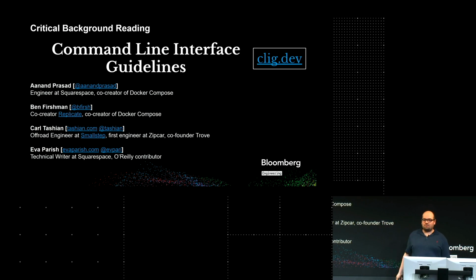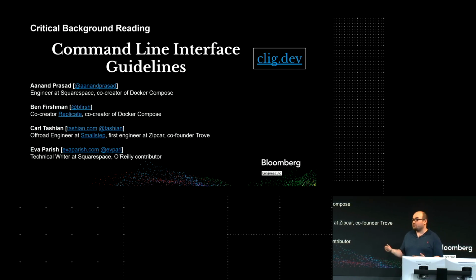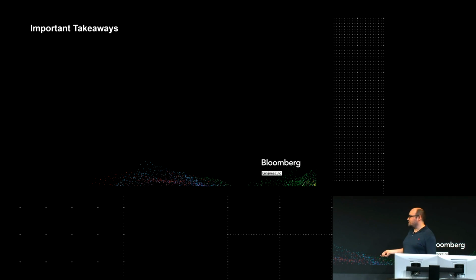clig.dev, I'd highly recommend going to it. This is kind of the foundational opus that I based a lot of these on. It's essentially a collection of the different guidelines of how CLIs should behave. It was written by these wonderful people who are credited here and on the site. If you haven't heard of this before, I'll go through some important takeaways from this document.